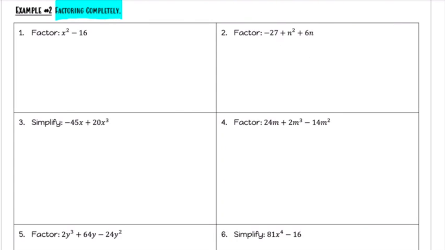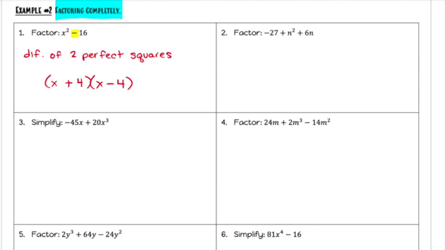Example number 2, factoring completely, we want to do number 1, factor x squared minus 16. So here I have a difference. Minus means difference. I have x squared, which is a perfect square, and I have 16, which is a perfect square. So this is a difference of 2 perfect squares. So how do you factor the difference of 2 perfect squares? We got x times x would give me that x squared. Positive 4 and negative 4 would give me that 16. And that's all. I can't keep going.